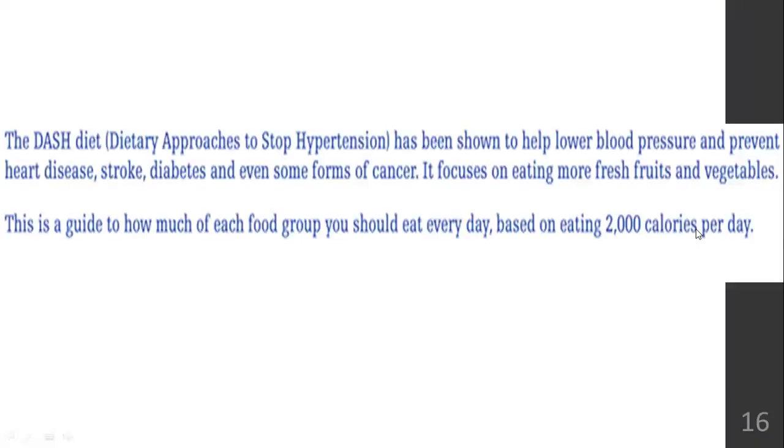DASH diet, the full form of that is Dietary Approaches to Stop Hypertension. That is the full form of it. So following this DASH diet has been shown to lower blood pressure and also prevent diseases like heart attack, stroke, diabetes, okay, some forms of cancer. It focuses more on eating fresh fruits and vegetables, okay, based on 2,000 calories per day.